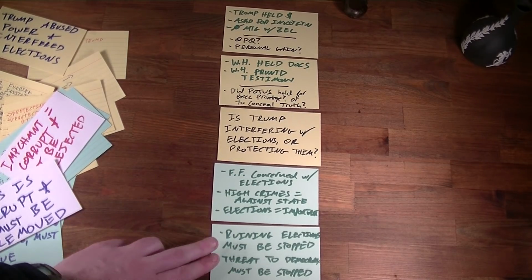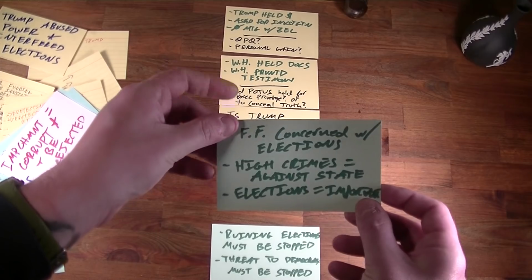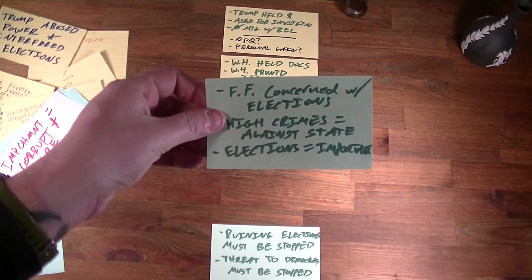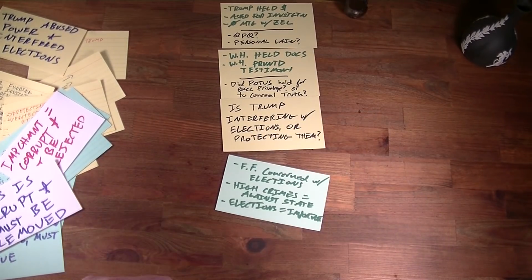If we go down to solvency, it's all green. Everyone agrees that the founding fathers were concerned about elections, that high crimes are crimes against the state, that elections should be protected, and democracy should be protected. Everybody agrees on all of those accounts.